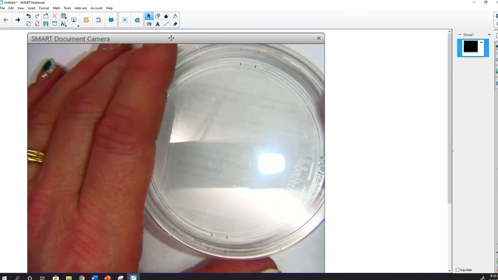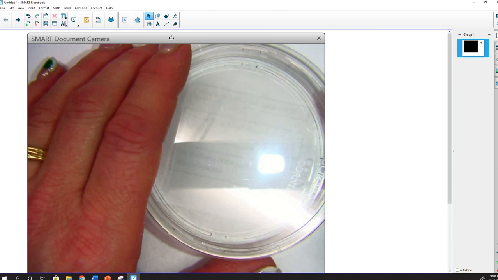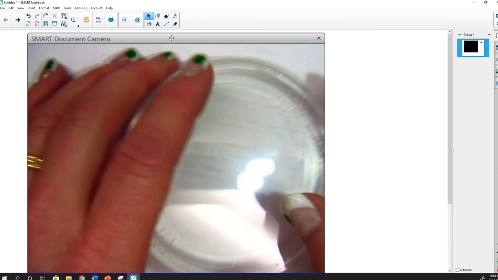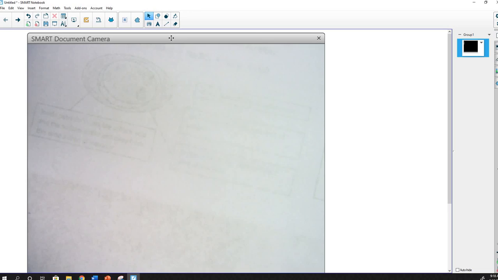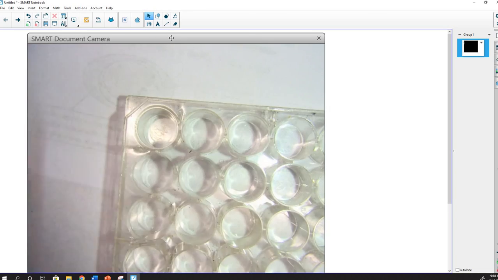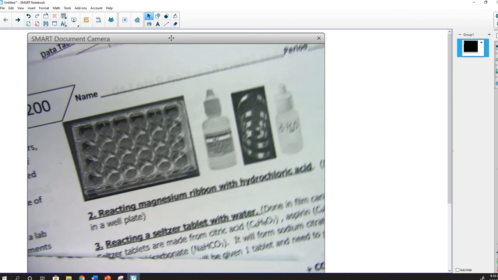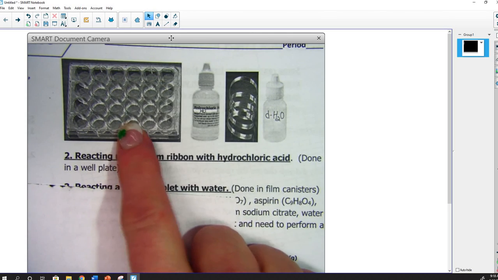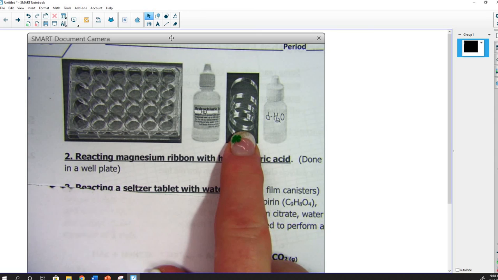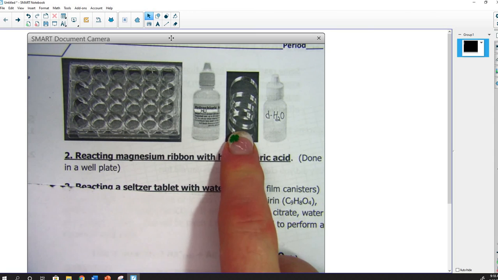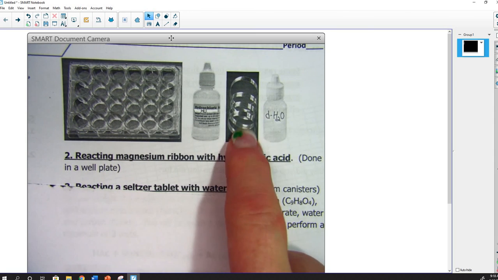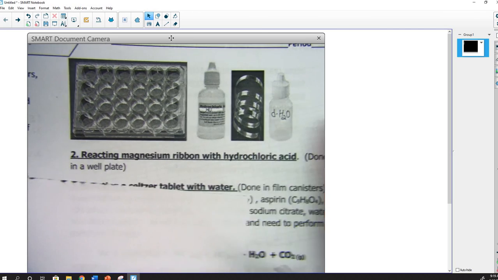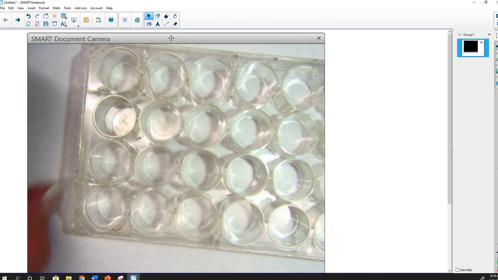Could I change particle size on this one? No, this one is not a good one for particle size. Okay, we're going to go to the next one, which is reacting magnesium with hydrochloric acid. On this one, we're using a well plate, hydrochloric acid, magnesium ribbon, and distilled water. I don't have the distilled water, so I'm just going to get it straight.